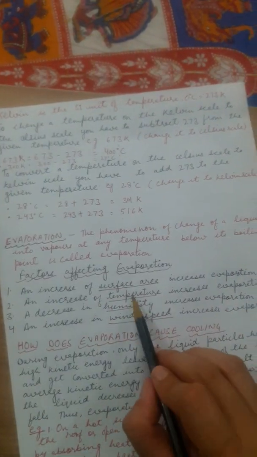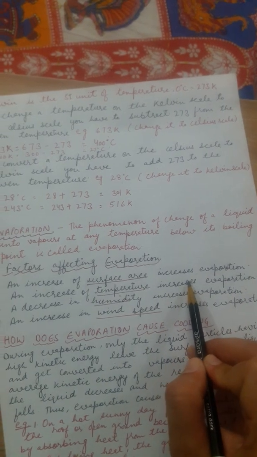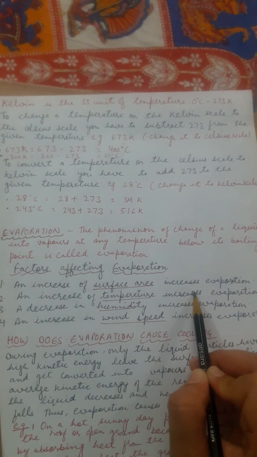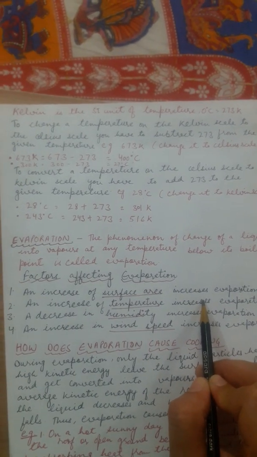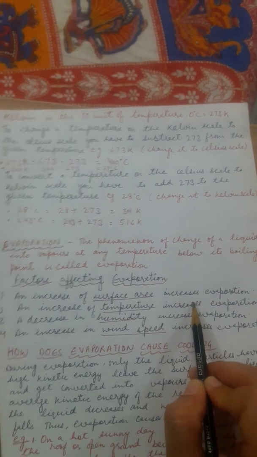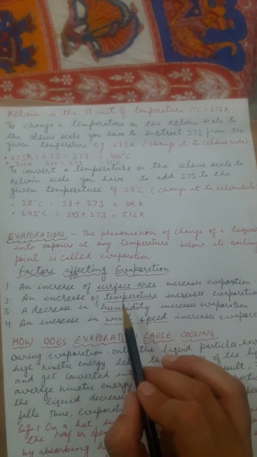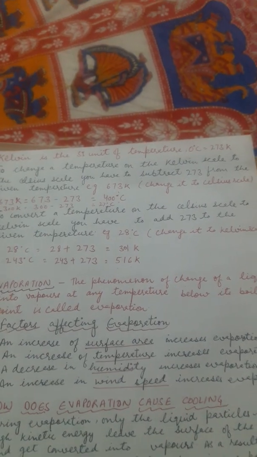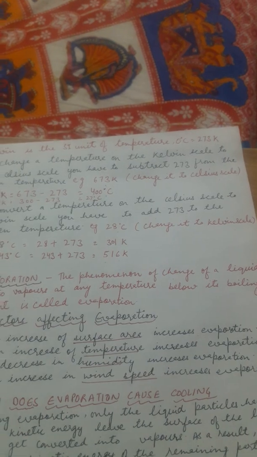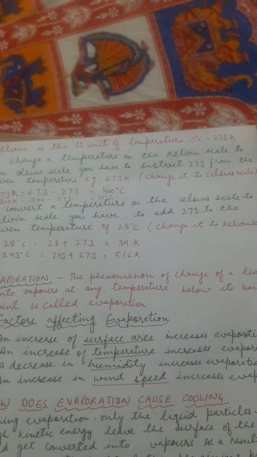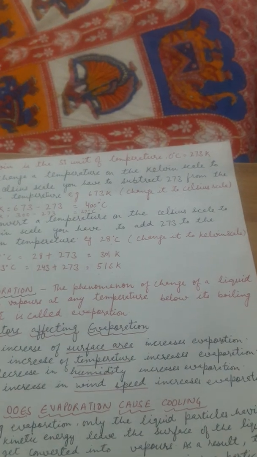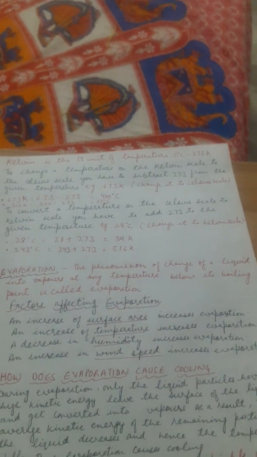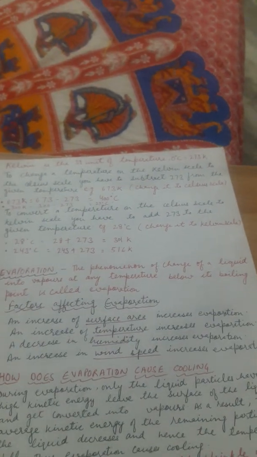Next, an increase of temperature increases evaporation. With the increase of temperature, the kinetic energy of the particles increases, so they move quickly into the vapor state. Third, a decrease in humidity increases evaporation. Humidity is the amount of water vapor present in the air. If the amount of water in the air is high, the evaporation will decrease. If the amount of water in the air is low, the evaporation will increase. So a decrease in humidity will increase evaporation.